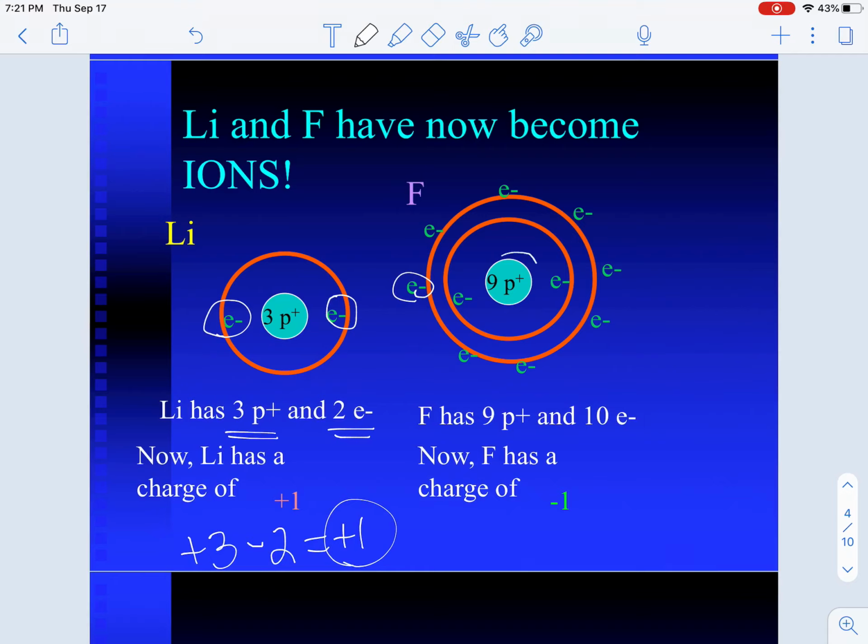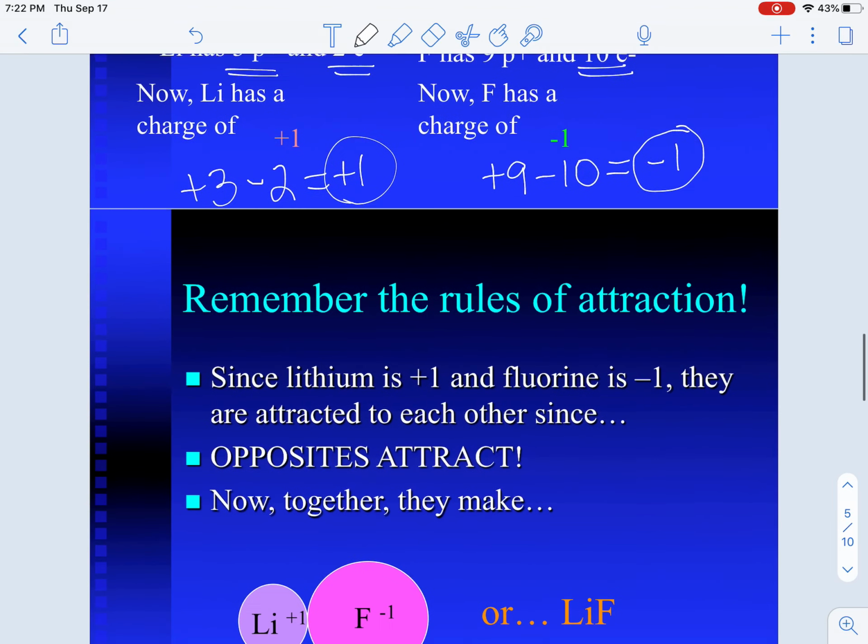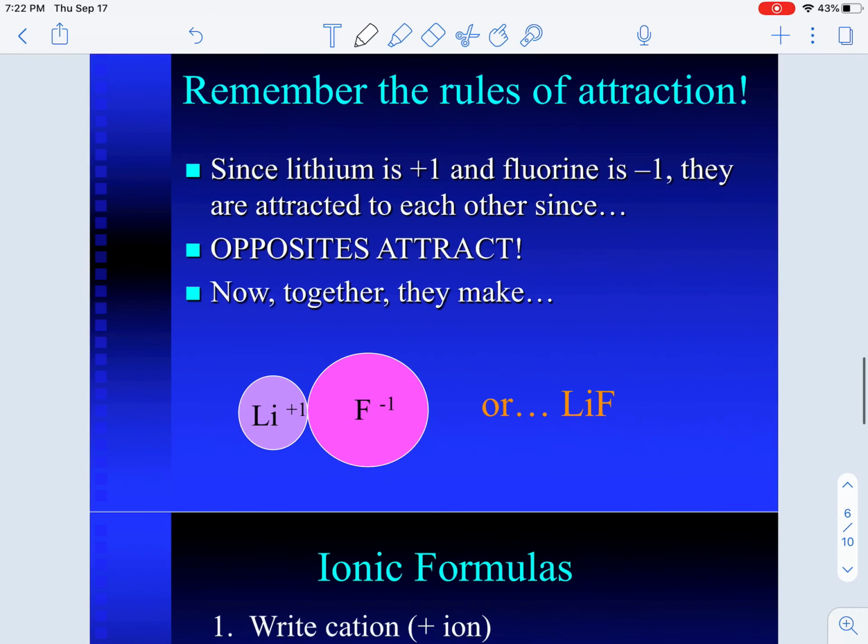Now fluorine still has the 9 protons, so positive 9. However, instead of having 9 electrons like the neutral fluorine atom did, it now has an extra electron, so it has 10 electrons total, and that's 10 negative particles. So if we take negative 10 plus 9, we get a negative 1 charge. So these are now ions. It's an atom with a charge. Lithium has a plus 1 charge, and fluorine has a negative 1 charge. You can see that written right here, Li plus 1 and fluorine negative 1.